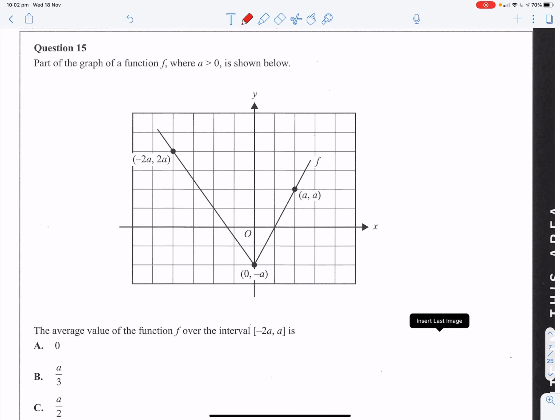Okay, part of the graph of the function where a is greater than 0. So we know that area and that area would cancel each other out. That area and that area would cancel each other out. So all we're left with, that area can add to that area and we get 4 boxes. But we've got to do it over that interval. So we know we've got to have 4 boxes full. So we know it's going to be about there.